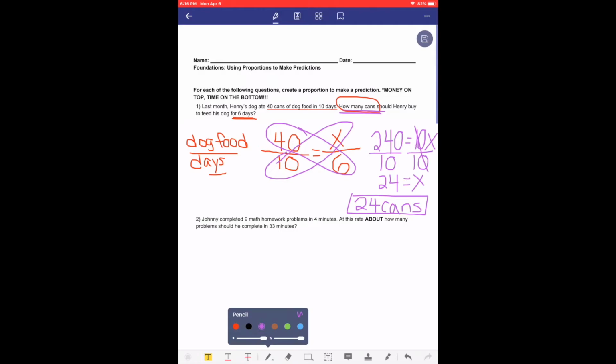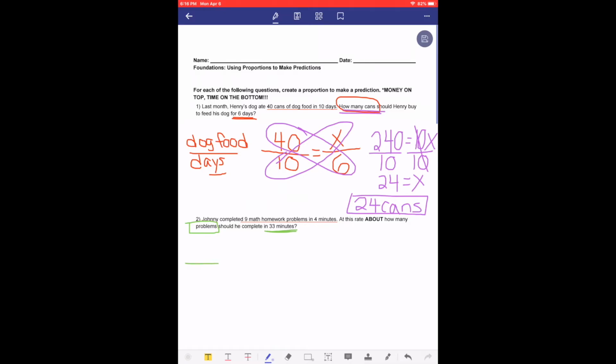Question 2. Johnny completed 9 math homework problems in 4 minutes. I'm going to underline that because that's the first piece of information they're telling me. 9 math homework problems in 4 minutes. At this rate, about how many problems should he complete in 33 minutes? So I'm looking for how many problems, and they're telling me it's 33 minutes. So I know we're comparing math homework problems and minutes.